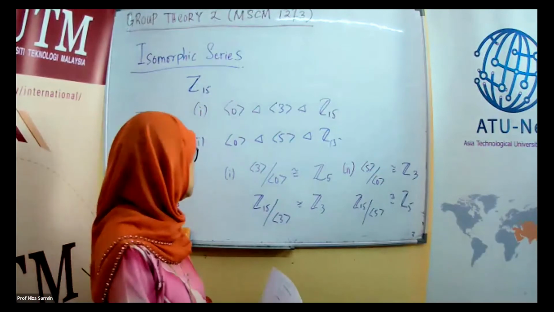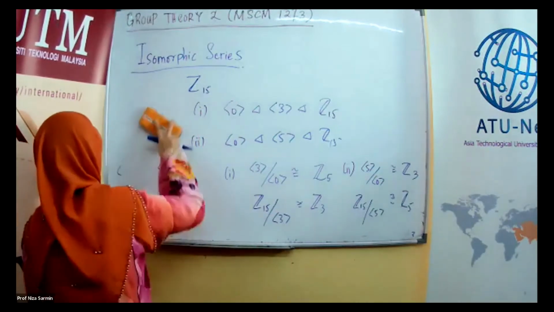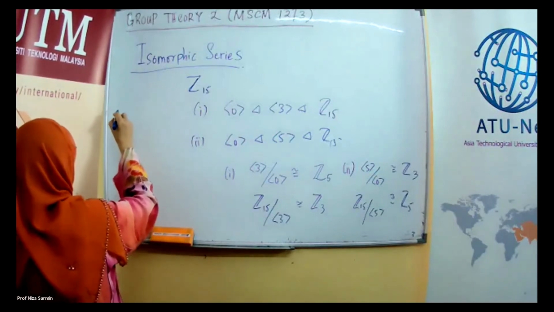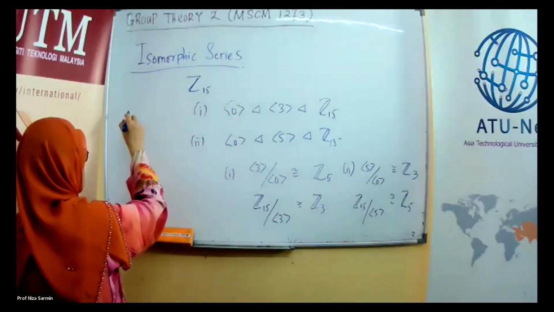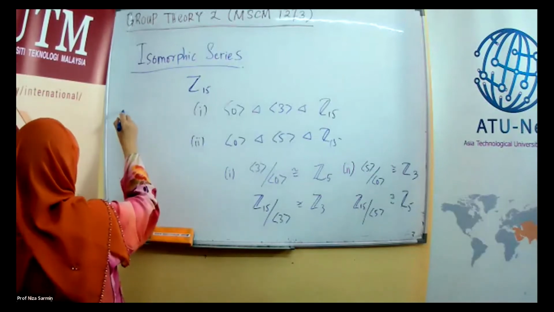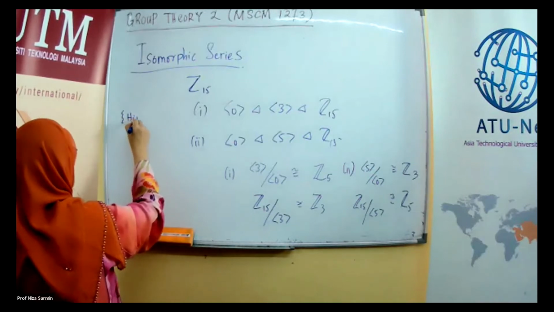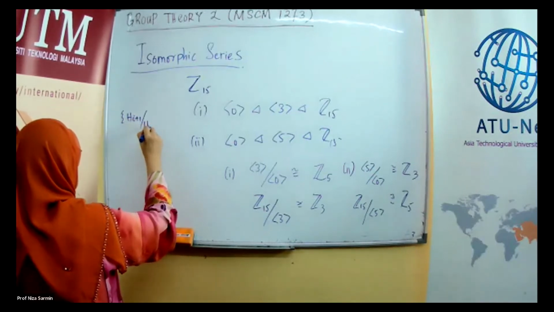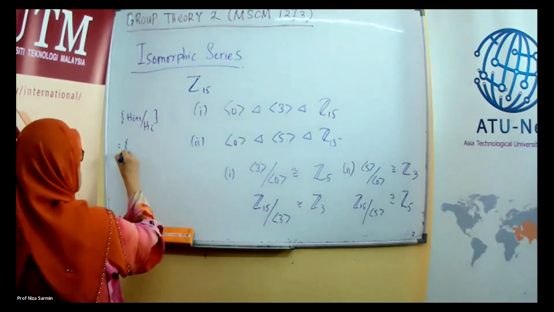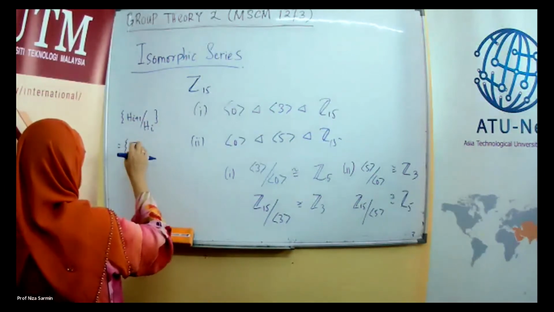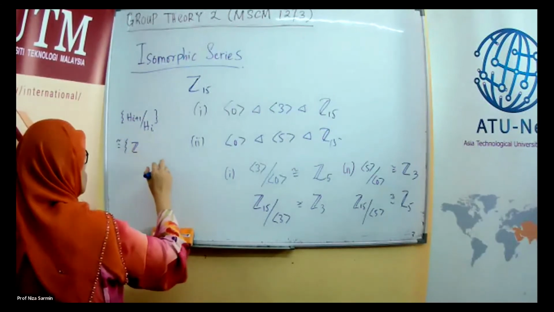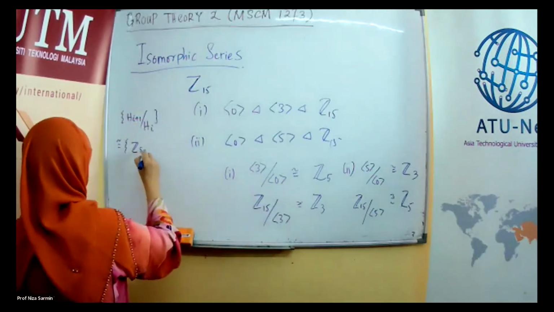So we have this isomorphic. There is a one-to-one correspondence. So you put phi. So it's like this. This one. If you really want to write, this is isomorphic to Z5, Z3.